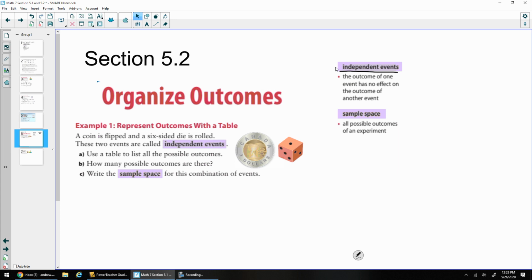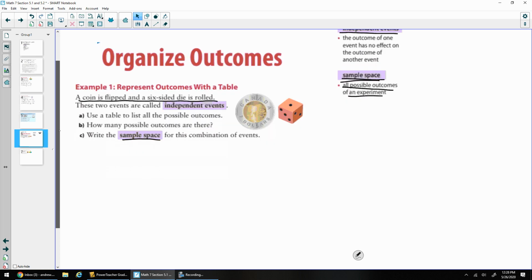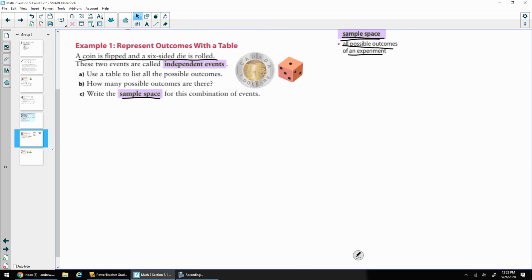Oh, and sample space is another term you need to know, because our question is, a coin is flipped and a 6-sided die is rolled. So 2 events happen. These 2 events are called independent events. And the sample space is a list of all the possible outcomes of an experiment. Whenever it says sample space, it just means write out all of the possible outcomes. Okay, so there's a couple ways we can find these events that we're going to go over.